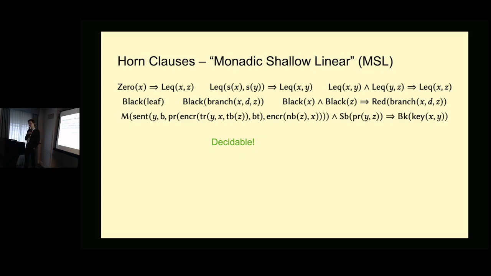So here's a bunch of examples from the paper that I thought was kind of nice. So all of these are examples of monadic shallow linear formulas or horn clauses. And you can see that they're encoding things like red-black trees, things like less than or equal to properties. And what makes them monadic shallow linear, at least the linear part, is this fact that you never have the same variable twice in the conclusion of a rule. So here we have less than or equal to xz, but we wouldn't be able to say less than or equal to xx. And this is decidable, so that's great.